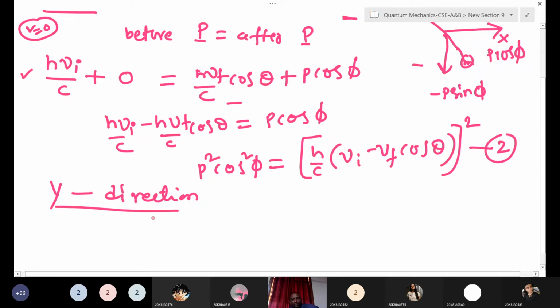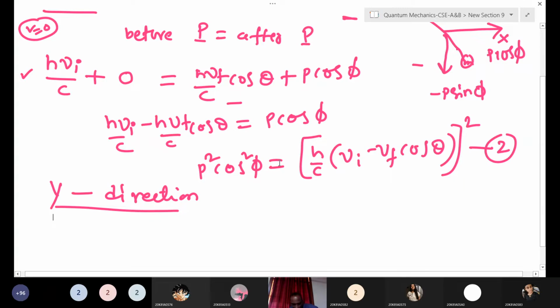Anyone? Before collision I am asking. That is after collision. Before collision, yeah, very good, 0. Okay, what's your name? Tirupati, sir, 5B1. Okay, I could not see.